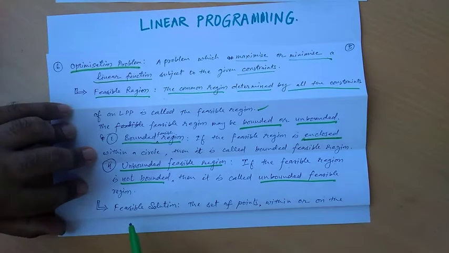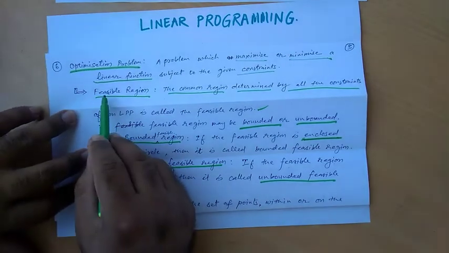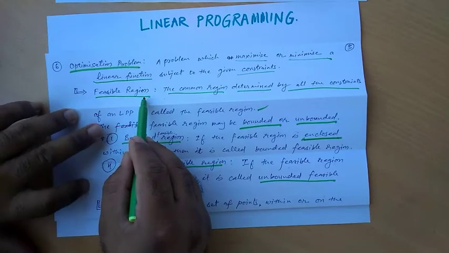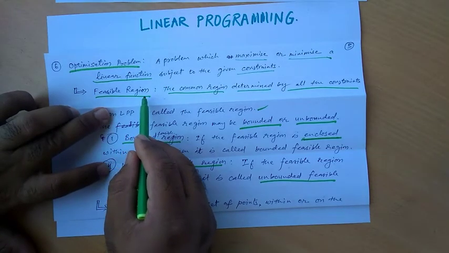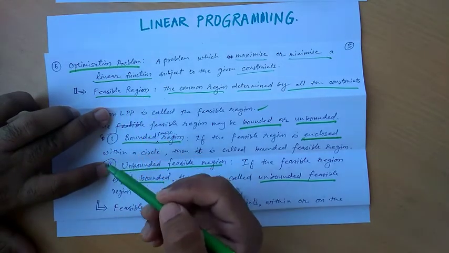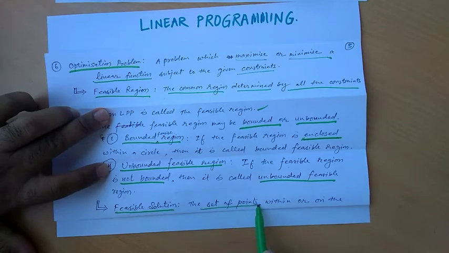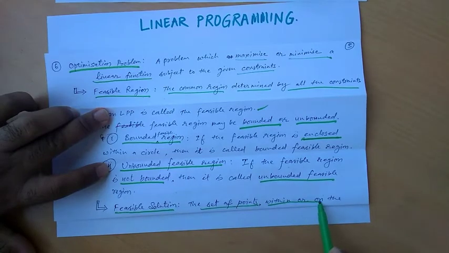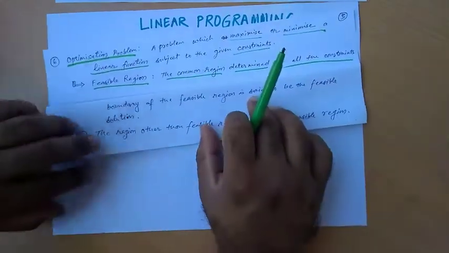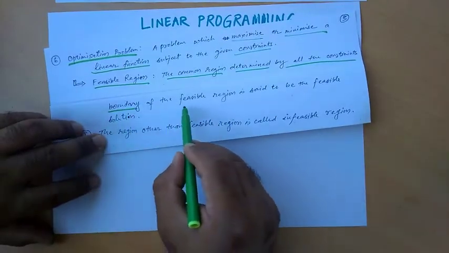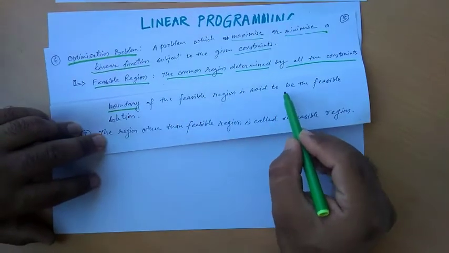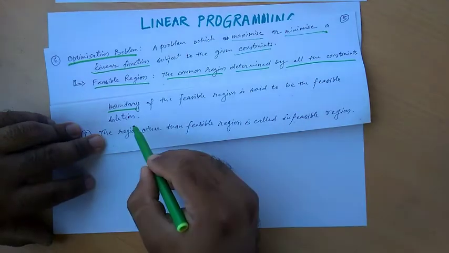And the feasible solution. If we have seen that feasible region and we get the solution there, then only will we say that it is a feasible solution. We say the set of points within or on the boundary of the feasible region is said to be the feasible solution.